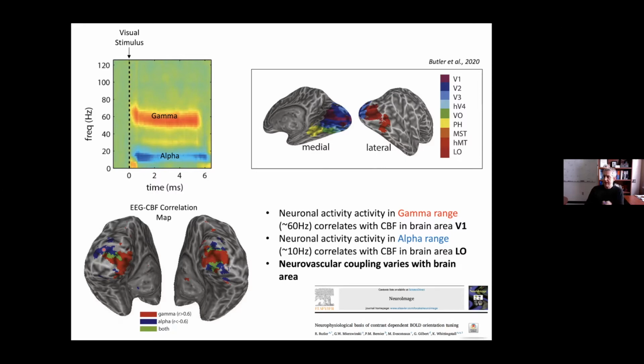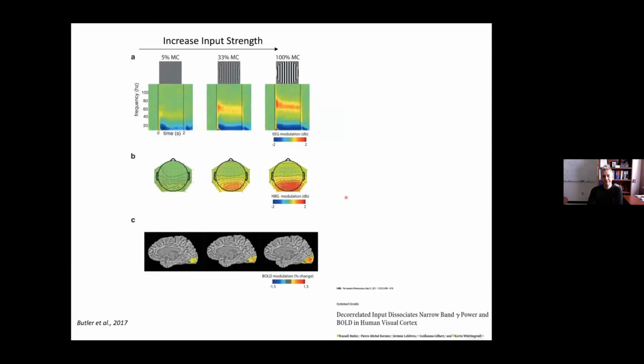So right off the bat, it was clear that neurovascular coupling might change depending on where you are in the brain. In one area, it might correlate with one rhythm. In a different brain area, it might correlate with another. The next thing we decided to do is say, well, let's focus on one brain area.